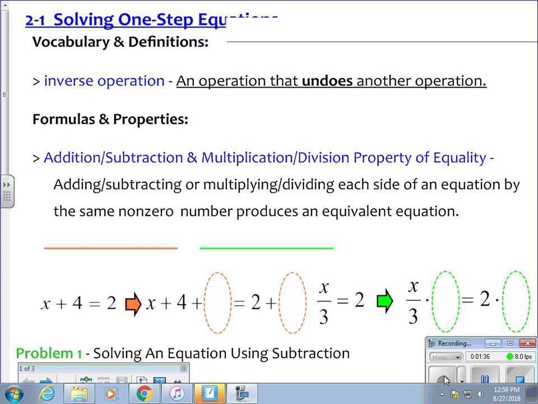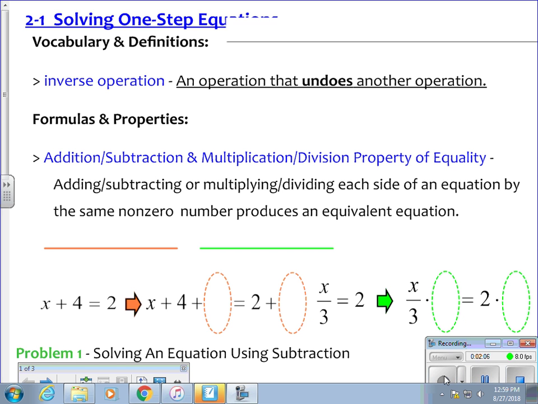So, the addition, subtraction, multiplication, and division property of equality says if I add or subtract or multiply or divide both sides of an equation by the same thing, they are still equal to each other. If I have two things that are equal and I add the same thing to both sides, the two sides are still equal. If I subtract the same thing from both sides, they're still equal.